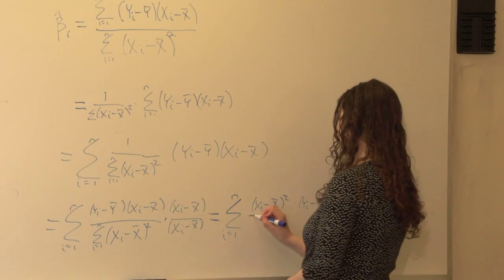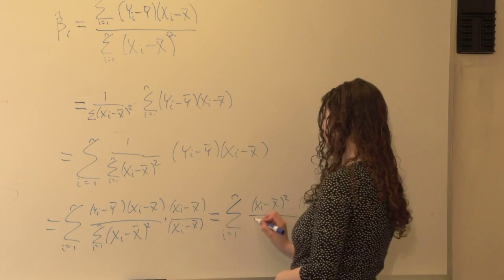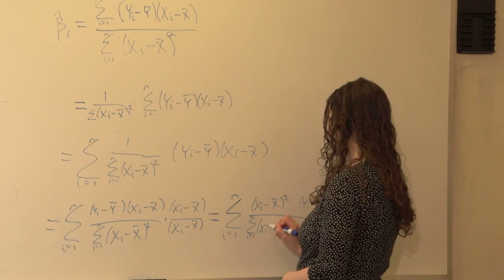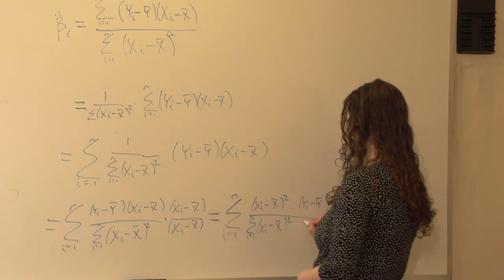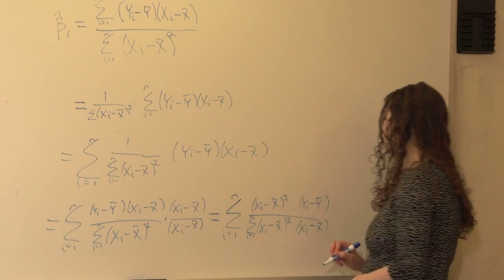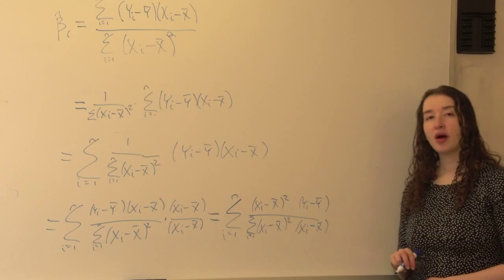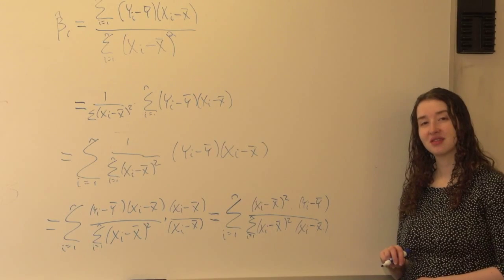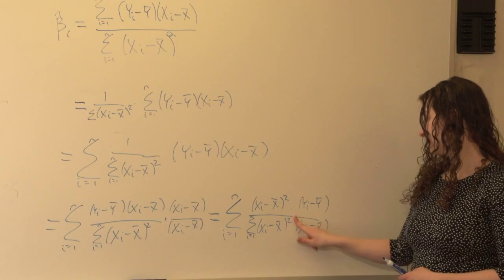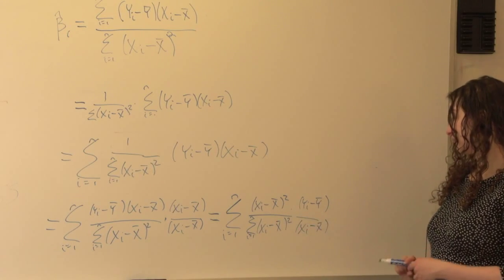And over here I've got my sum from 1 to n of xi minus x bar squared. And now here I've got my xi minus x bar. What part of this looks like a slope? What part looks like a slope? Let me erase this so that I have kind of two separate fractions here multiplied by each other.